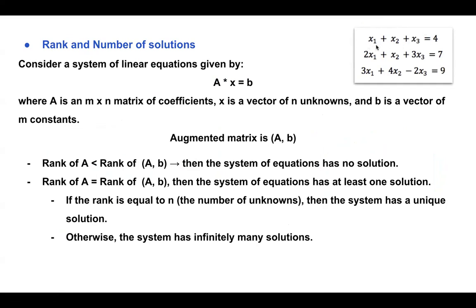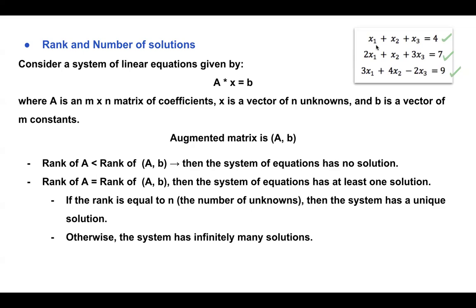That is, x1 plus x2 plus x3 is equal to 4, 2x1 plus x2 plus 3x3 is equal to 7, and 3x1 plus 4x2 minus 2x3 is equal to 9. So here you have 3 equations. And what is the objective? We need to find the value of x1, x2, x3 in such a way that all 3 equations are satisfied simultaneously. All 3 equations must be satisfied for a single set of x1, x2, x3. That is what we need to find out.